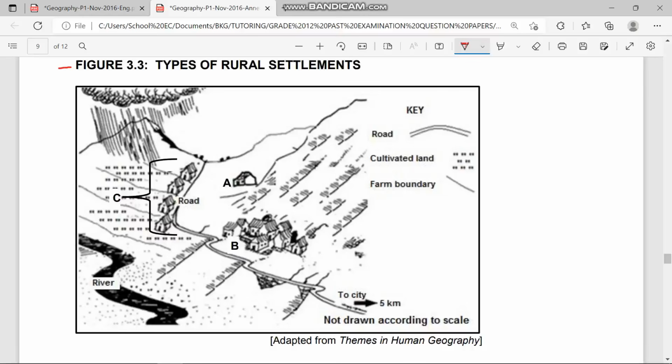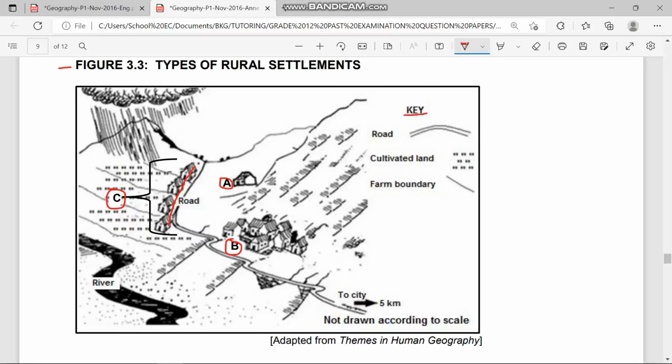As you can see, we have A, we have B, we have C, whereby at A, you can see it's one house only. At B, there are many houses around there, so close to each other. Also at C, those houses are arranged in a certain way. We also have the key of this sketched map.